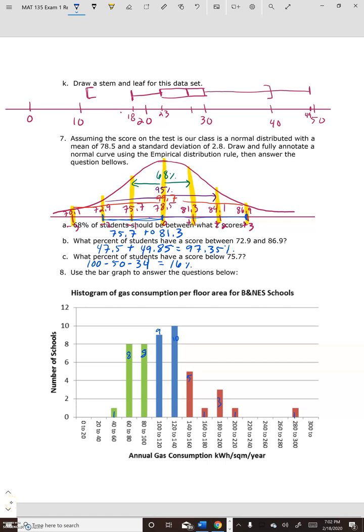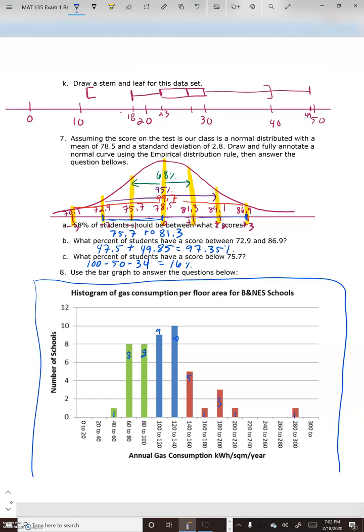Hi everyone, I had a request for number 8. Number 8 is going to use this histogram to answer the questions. So as you can see, what I've done on this histogram is I went ahead and wrote in every column how many students, or I'm sorry, in this case schools, that it represented.